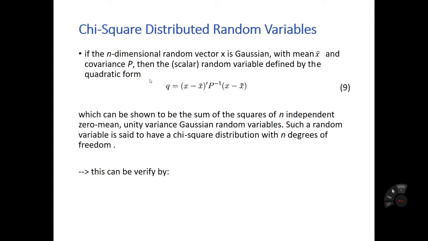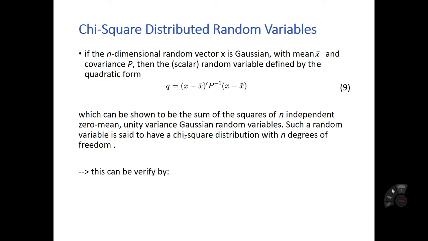Okay, so suppose the n-dimensional random vector x is Gaussian with mean value and covariance p, then the scalar random variable defined by the quadratic form, this one, can be shown to be the sum of the squares of n independent zero mean and unity variance Gaussian random variables. Such a random variable is said to have a chi-square distribution with n degrees of freedom.